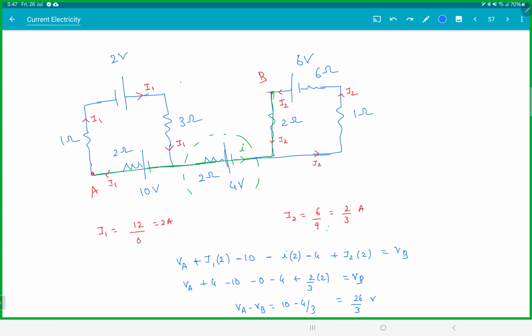Just for your practice, can you tell me what about this guy? If I start from here, point 1, and if I end up here, can you just tell me what will be the answer for that? Start here, and I want here V1 minus V2. Try. I'll give 30 seconds.